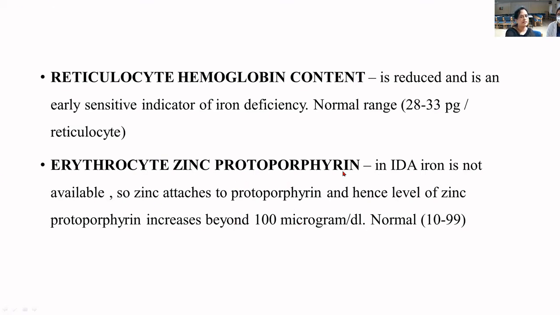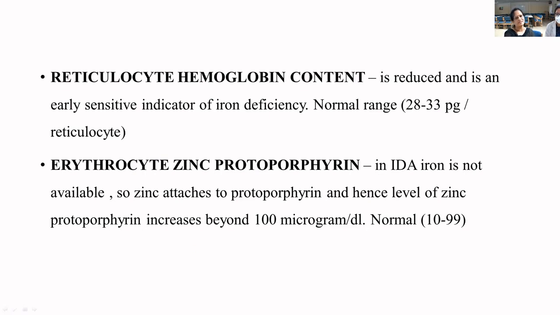Erythrocyte zinc, yeah, read this off. Fast. Reticulocyte hemoglobin content is reduced and is a sensitive indicator of iron deficiency. Normal range is 28 to 33 picogram per reticulocyte. Hmm. Erythrocyte. Are you all able to hear Samiksha's voice? Otherwise, you need to read.